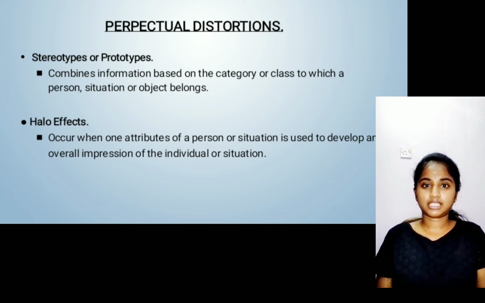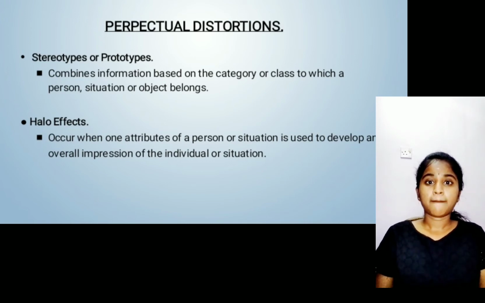So the next is halo effect. Halo effect is the tendency to draw a general impression based on a single characteristic. This is because one of the characteristics overshadows the other characteristics. Among other common characteristics that influence these shortcuts are a person's intelligence, appearance, and skills.